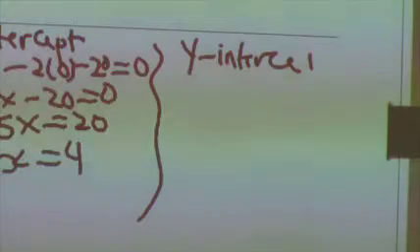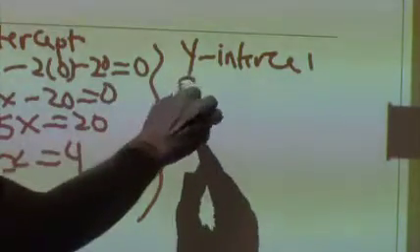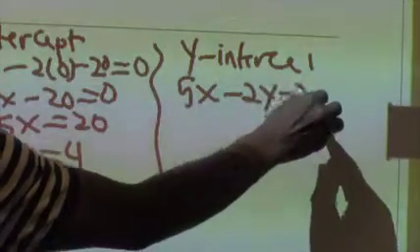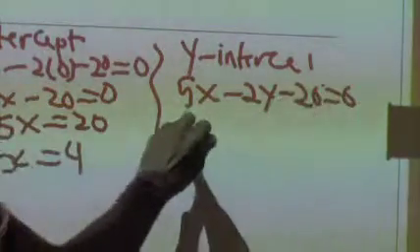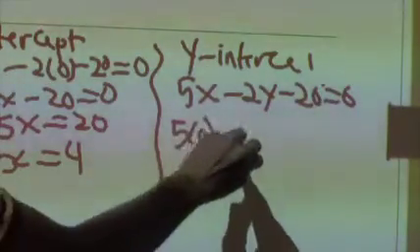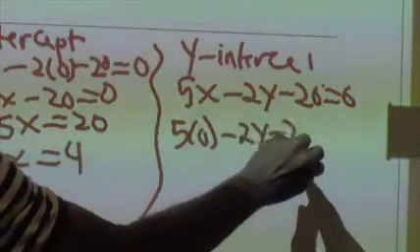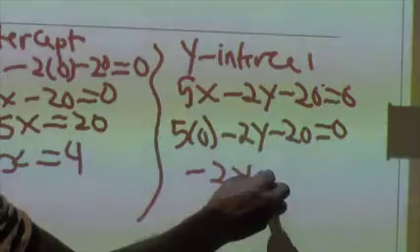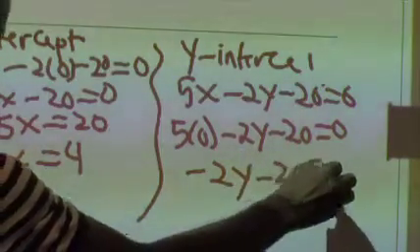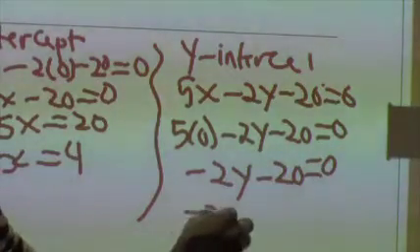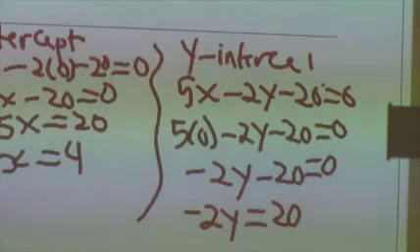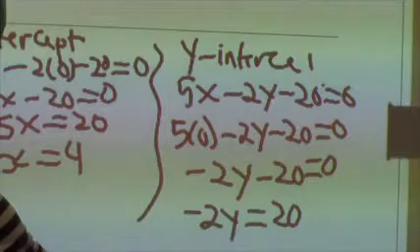So now I must make my x to be 0. I first write the original problem down: 5x minus 2y minus 20 is equal to 0. So I do 5 times 0 minus 2y minus 20 equals 0. I have negative 2y minus 20 equals 0. Take the 20 across, I have negative 2y equals 20. Divide by negative 2, y equals negative 10.